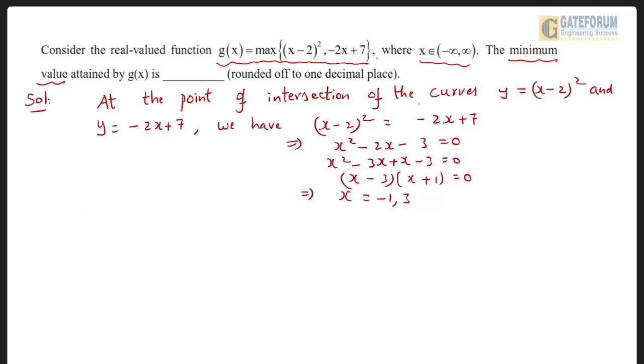So now, for all values of real numbers, x belongs to minus infinity comma infinity, means all real numbers. Now all real numbers can be classified into three categories because of 2 points of intersection. All values of x less than minus 1, all values of x between minus 1 and 3, all values of x greater than 3. These are the three parts that divide the entire real numbers, minus infinity comma infinity.